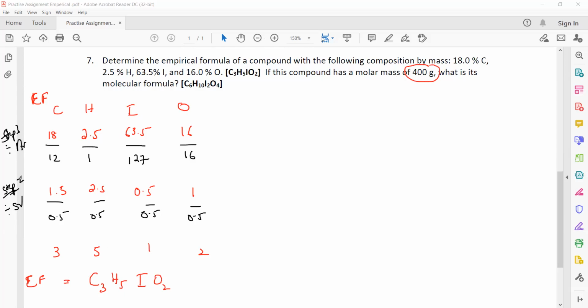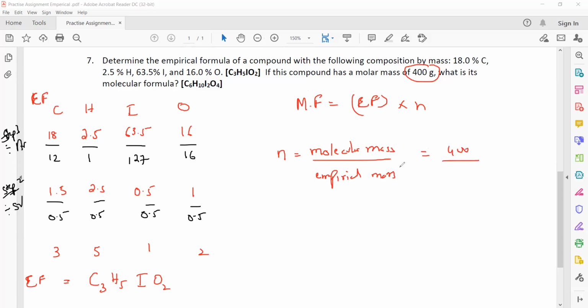So to get the molecular formula, the molecular formula is equal to empirical formula multiplied by N. And what about N? N is the molar mass or molecular mass divided by empirical mass. The molar mass is given in the question, that is 400. How to work out the empirical mass? Empirical mass is from empirical formula.